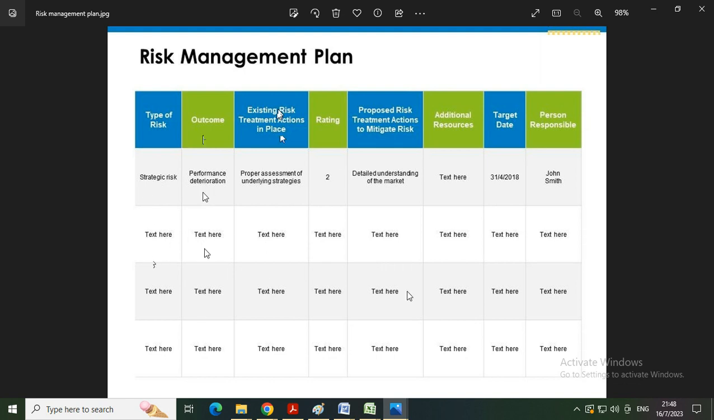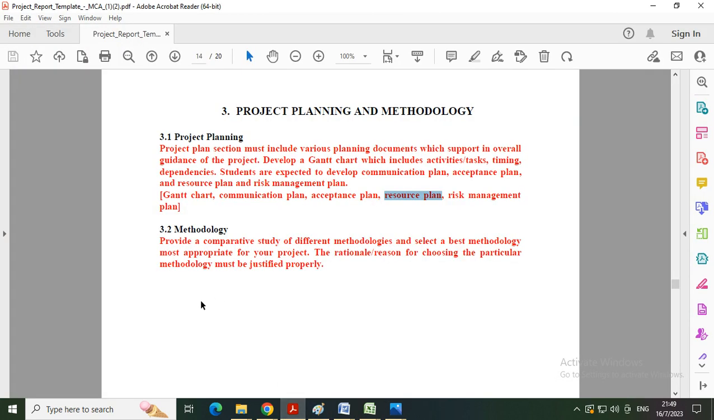So the risk management plan is basically identifying the risks present in your project, and when the risk actually happens, what you will do at that time. That you have to identify. For that kind of identification you need a risk management plan. So it is always good to attach the risk management plan to your project. Got it? Okay. So this is all about the project planning section.